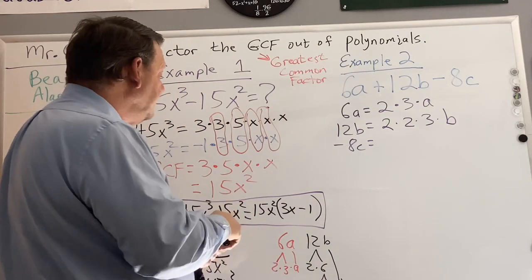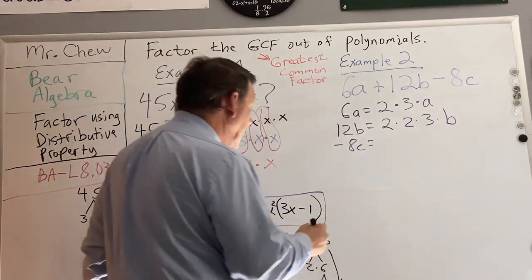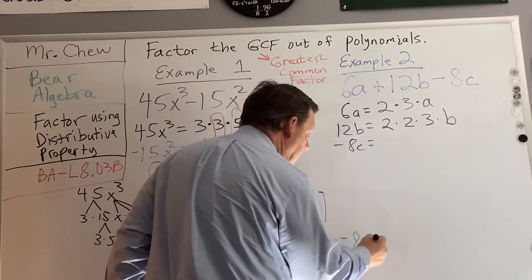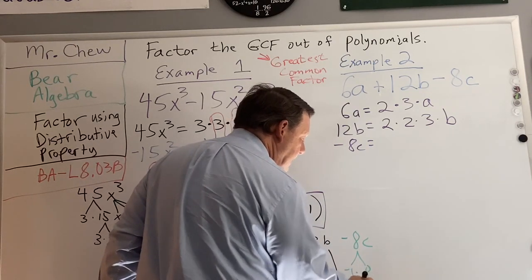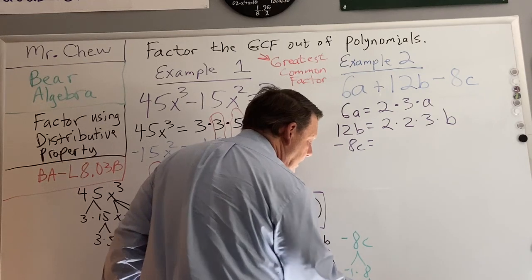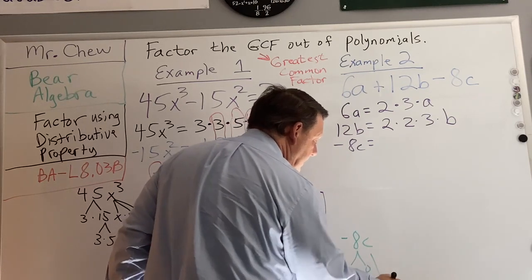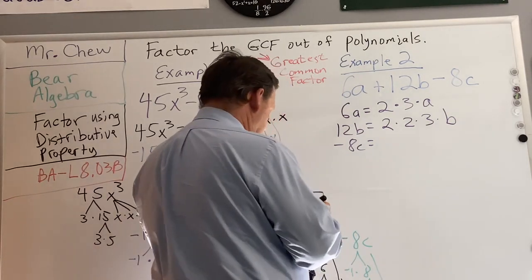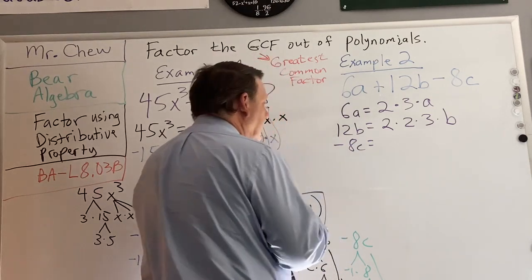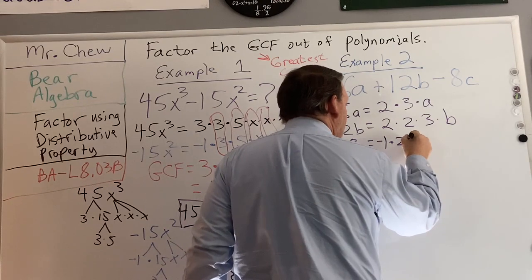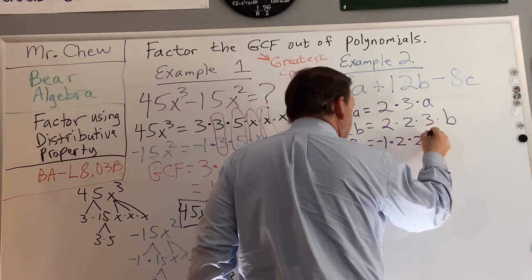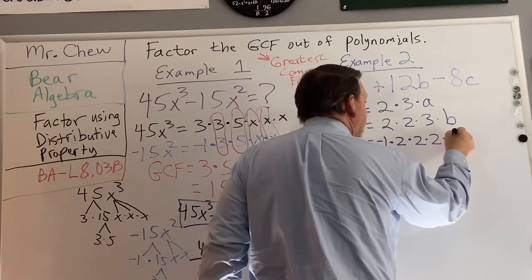And then the last one is my -8c. Remember, the first thing you do is your -1. Then 8 is 2 times 4. And 4 is 2 times 2. And the c comes down. So that's -1 times 2 times 2 times 2 times c.